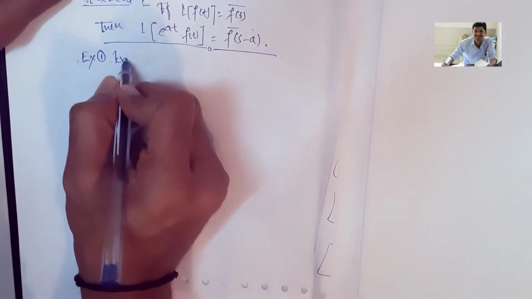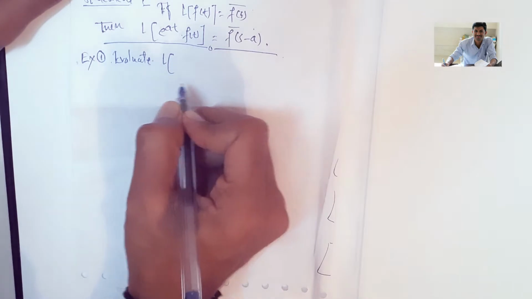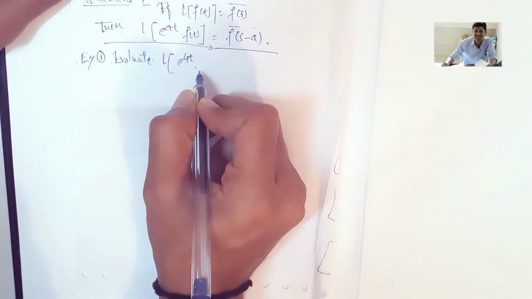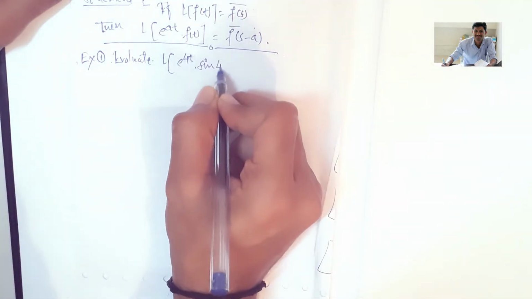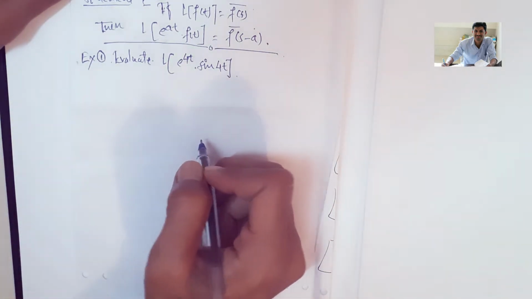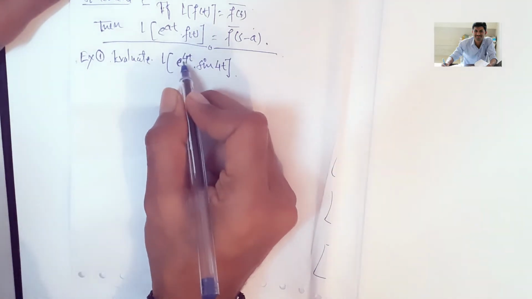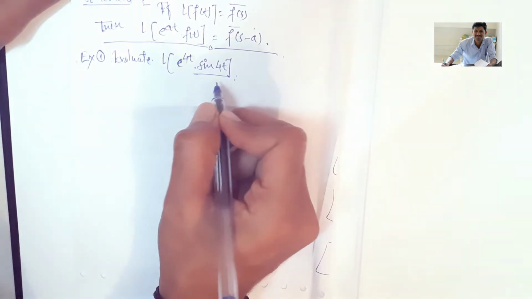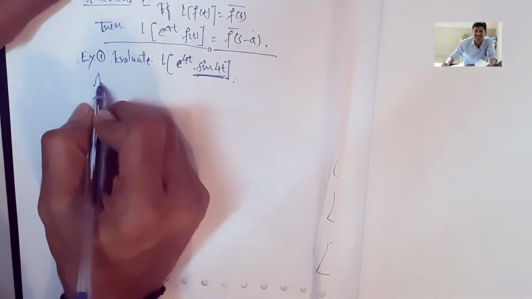Evaluate Laplace of e raised to power 4t into sine 4t. We have to calculate the Laplace transformation of e raised to power 4t into sine 4t. So this is just one small example. First we have to find the Laplace transformation of sine 4t. So, answer.